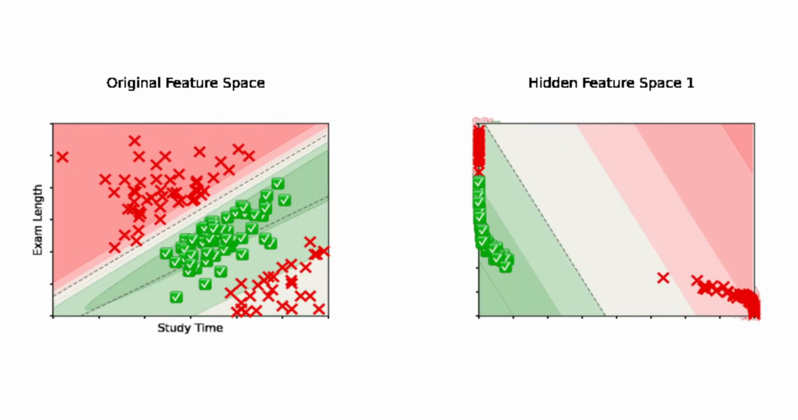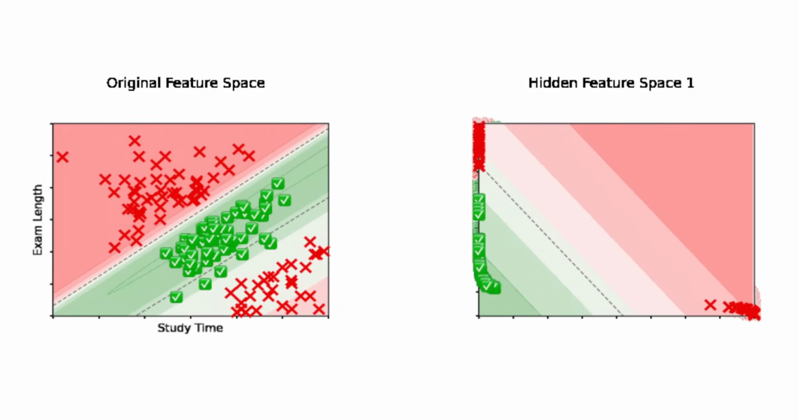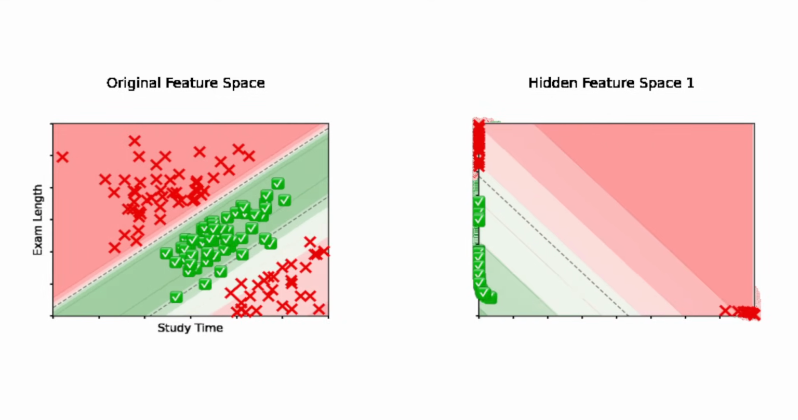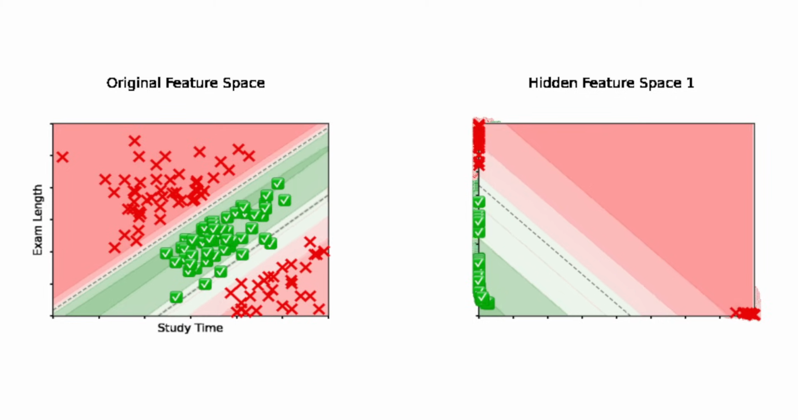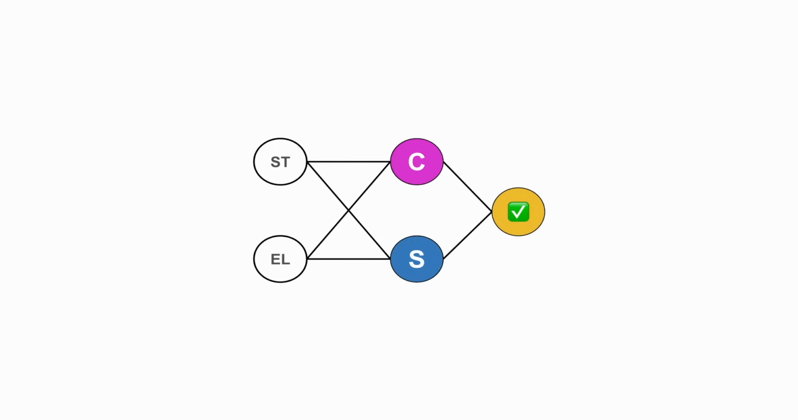This animation shows a neural network learning to bend the original feature space so that students that passed become linearly separated from students that failed, and a logistic regression model can slice through them. Let's take a moment to examine this new structure. This is our input space. It's where our data lives based on how it's described and characterized in our dataset. In this example, our input space is the 2D plane of study time and exam length.